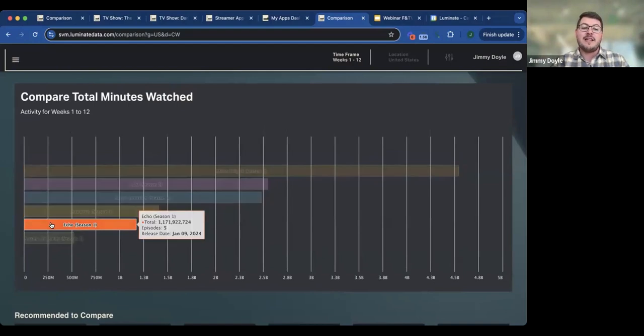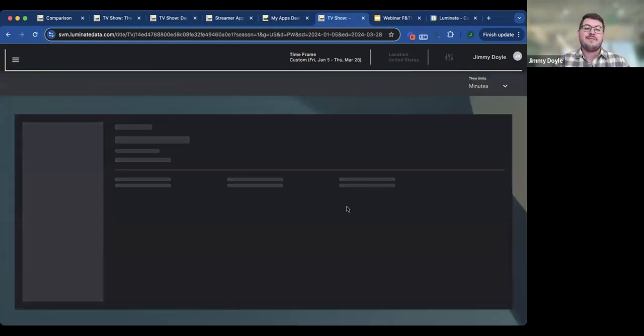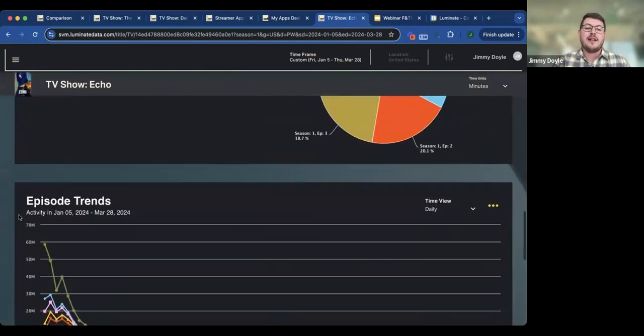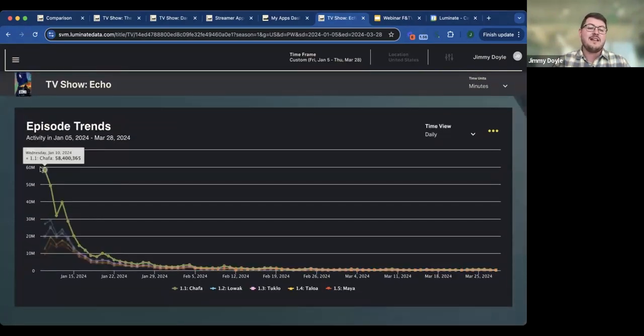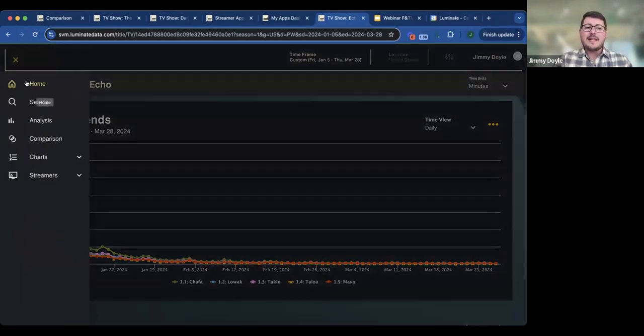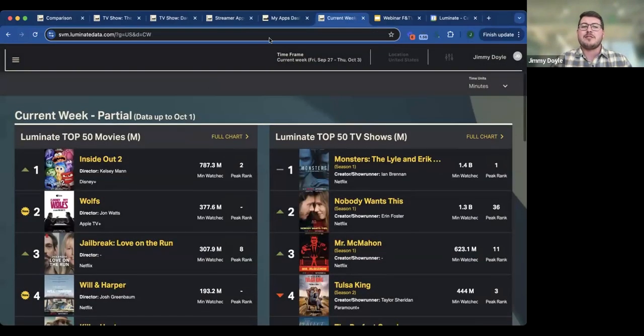And then, of course, if I want to dig into any of it, I just click right through to the title, and then I can really dig into the data there. So then I can really get a sense here of, okay, this is how people are dropping off of Echo. A lot of people sampled that first episode, but then they fell off for the rest of the series. And it's something that didn't hold in that same way as a lot of the other Marvel titles have. And that's really the overview of what the service can do.